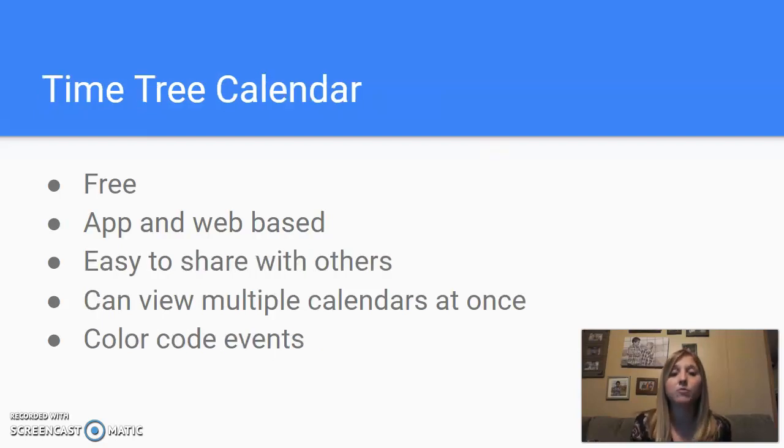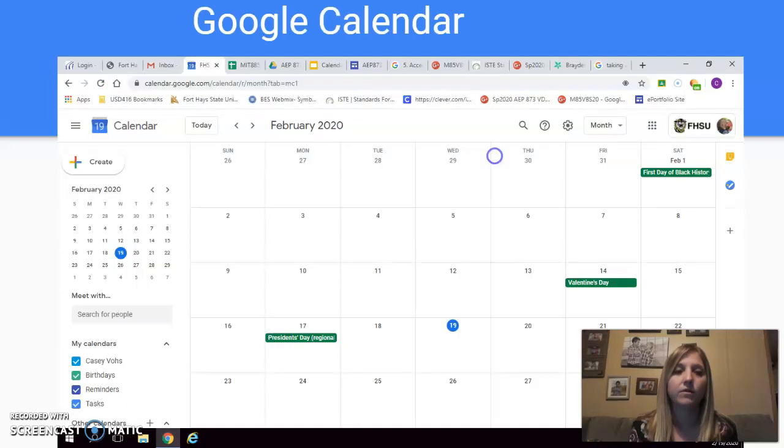Now looking at the TimeTree app, it is also free. It's app-based or web-based, either or. It's easy to share with others, and you can view multiple calendars at once. You can also color code your different events. So looking at the two, they're very similar in a lot of the things they have to offer.